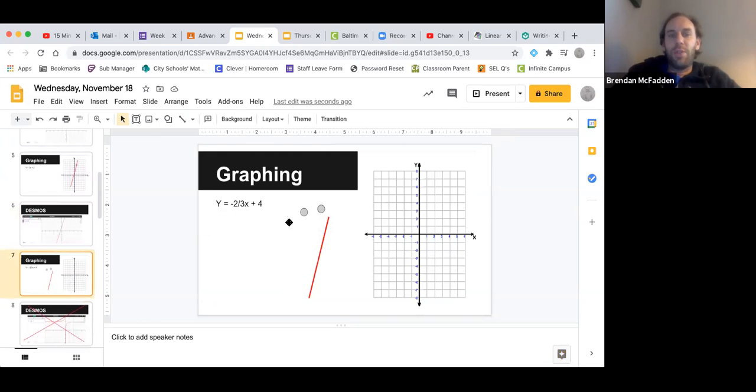Then if we go to the next one, y equals negative 2/3 x plus 4. So same thing, we know that 4 is my y-intercept. So that means now I need my slope, which is negative 2/3. So I'm going to go down 2 over 3, put my next dot. And then if I connect those like normal with a line, it should look like this.